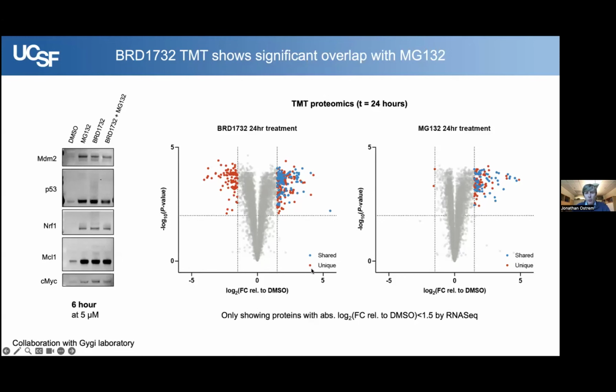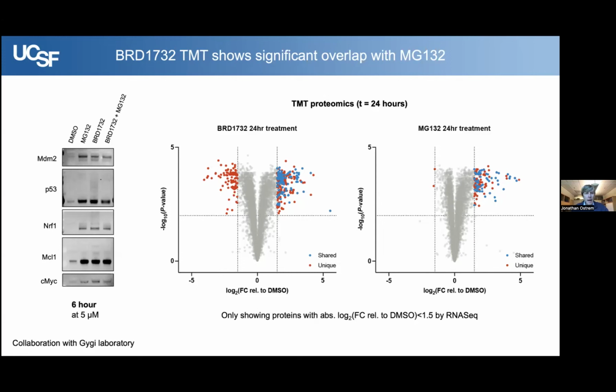We performed quantitative proteomics at 24 hours, comparing our compound 1732 with MG132. And what we see is that there are actually a striking number of proteins that are increased by both that are not changed at the transcriptional level. But there are also quite a few shown in red here that are distinct between these two compounds. And what was very striking is that on treatment with 1732, not only did we see stabilization of a wide range of proteins, but we actually saw destabilization of a significant fraction of the proteome.